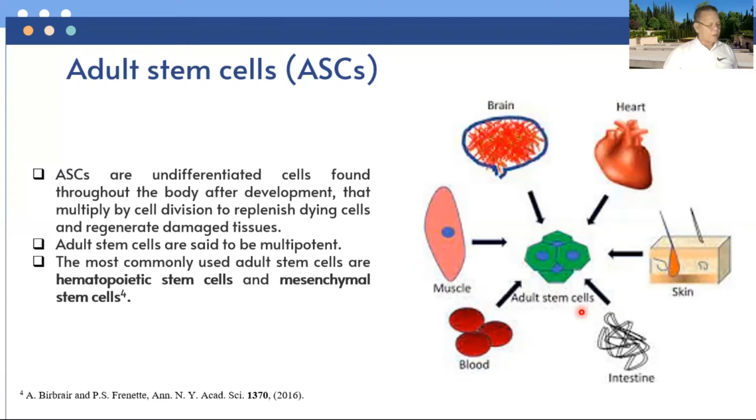The most used adult stem cell are hematopoietic stem cell and mesenchymal stem cell. Let's see this one. Have a look at this figure. This is adult stem cell. This can be blood, muscle, brain, and others, especially the skin.